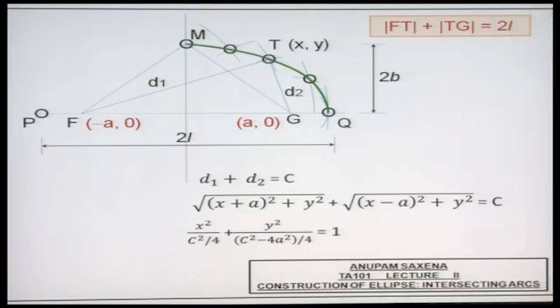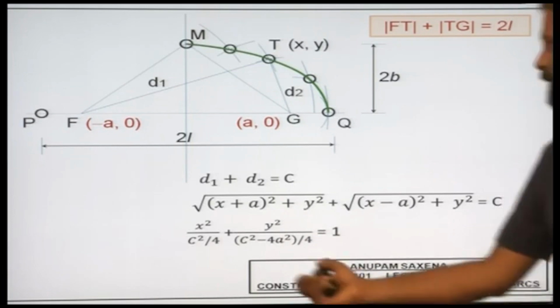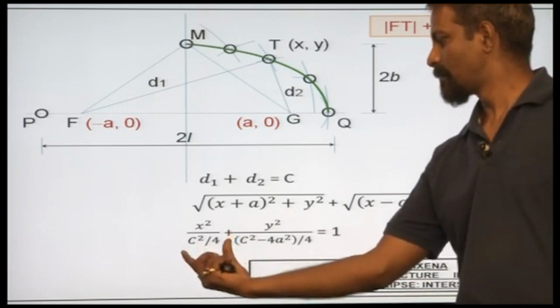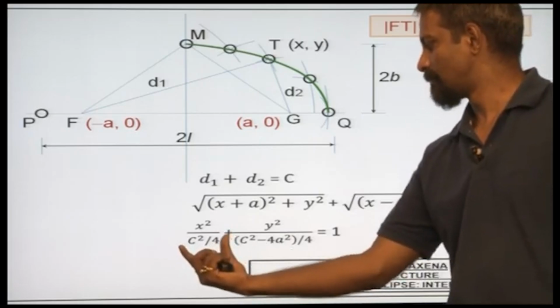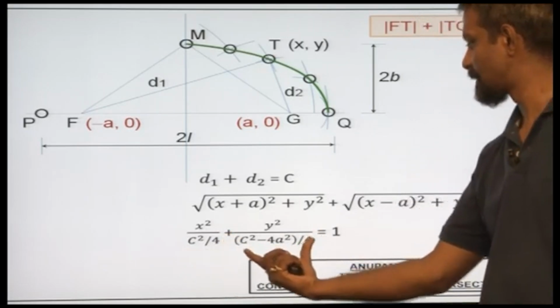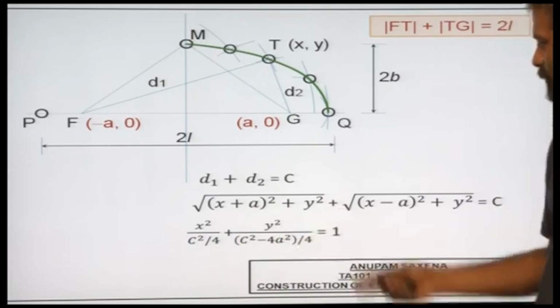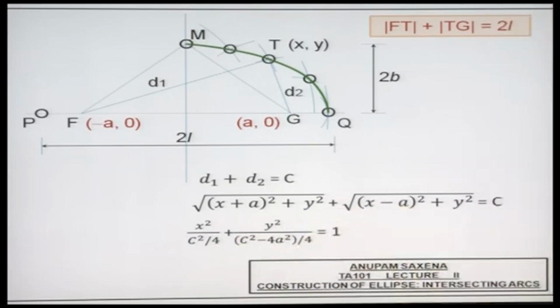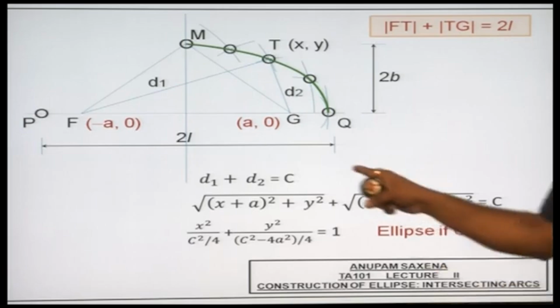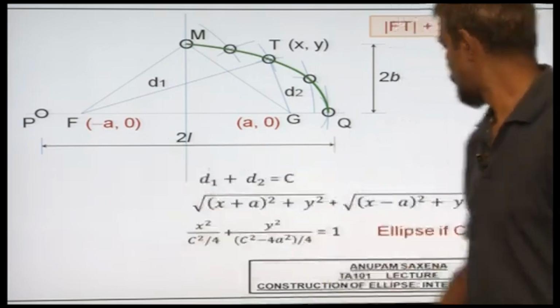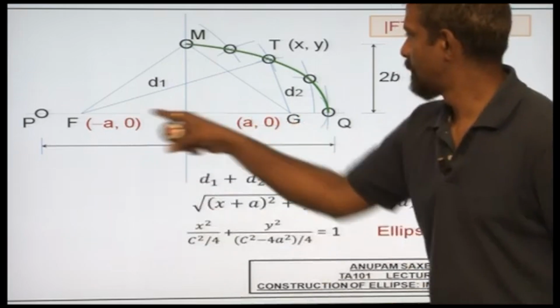If you represent this as some a1 and this as some b1, then it's x squared over a1 squared plus y squared over b1 squared equals 1, which is the equation of an ellipse. So apparently this is an exact ellipse, precisely so if this constant c is greater than or equal to 2 times a, I think. Yeah.